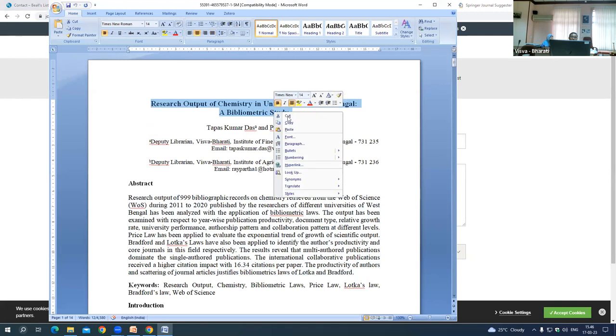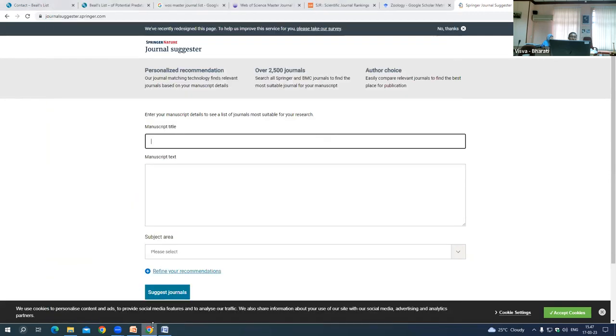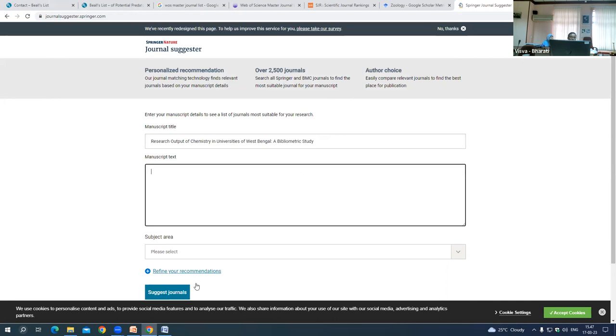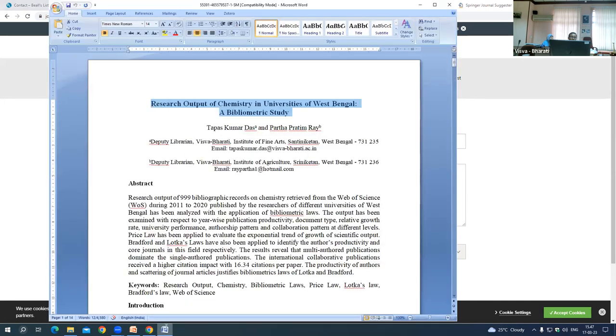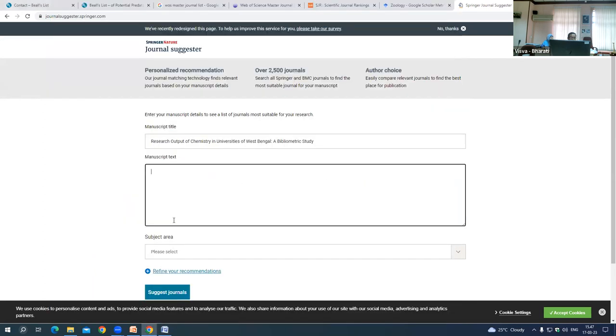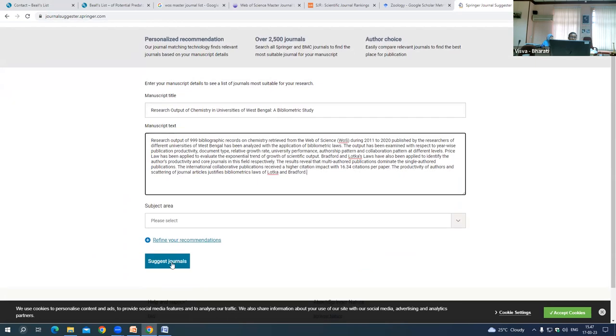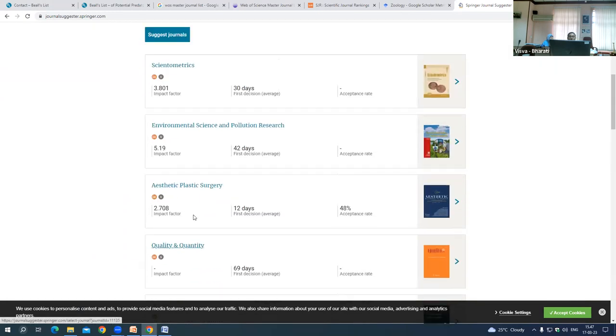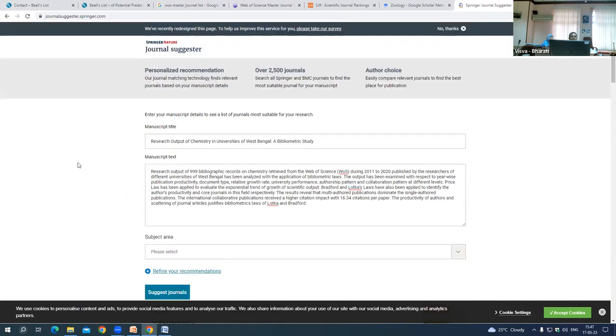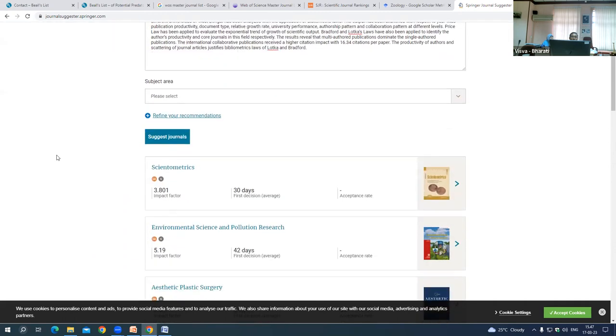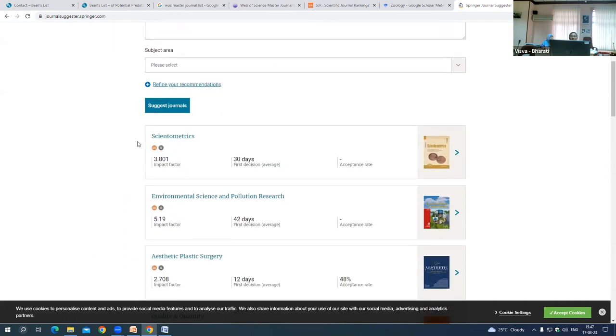Copy the title of my article, and also the manuscript text, meaning the abstract, and suggest journals. Here the subject area we may give or may not give, that is not a problem. So you see, they also suggest Scientometrics as the first journal.